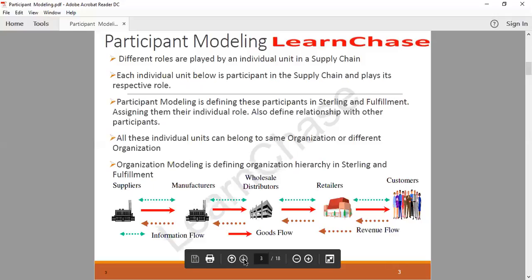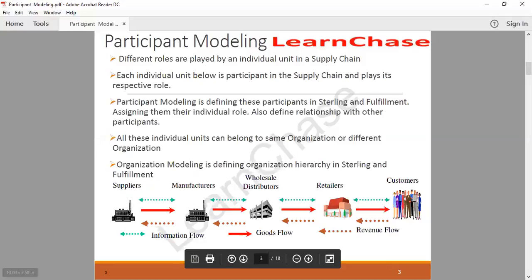Here I'm talking not just of the participants. When I speak about participants, it's not just the users who are going to look at, but it's the individual who is going to play an important role, a role in the supply chain. And what exactly the role is being played by the individual, we'll be looking at it. Now look at this figure down.